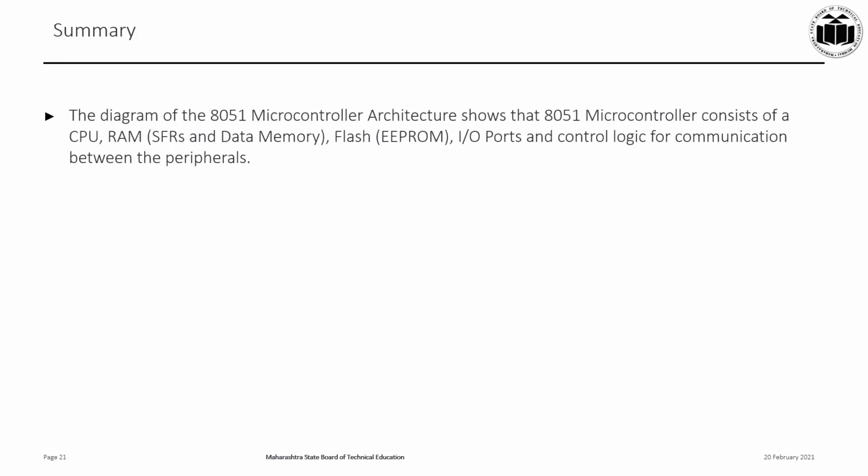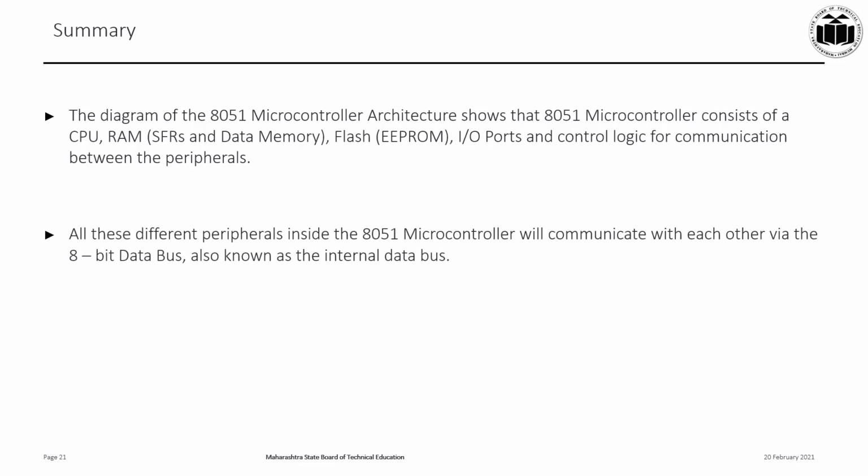Let's summarize. The diagram of the 8051 microcontroller architecture shows that the 8051 microcontroller consists of a CPU, a RAM, flash memory, I/O ports, and control logic for communication between the peripherals. All these different peripherals inside the 8051 microcontroller will communicate with each other via the 8-bit data bus, also known as the internal data bus.